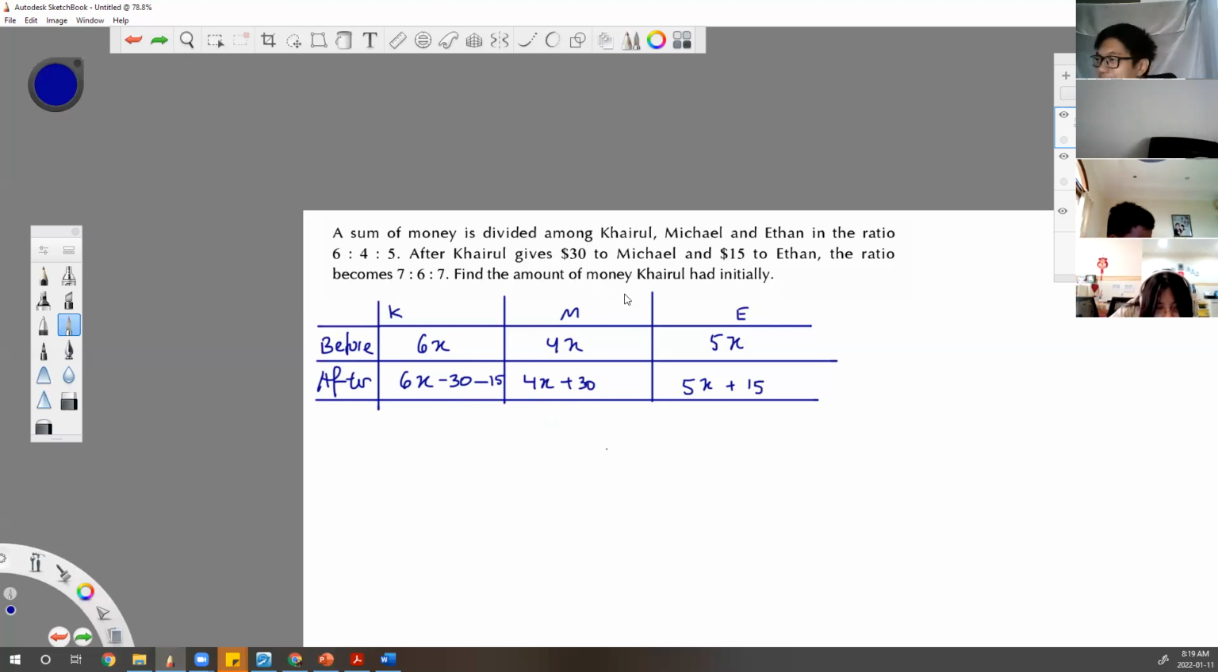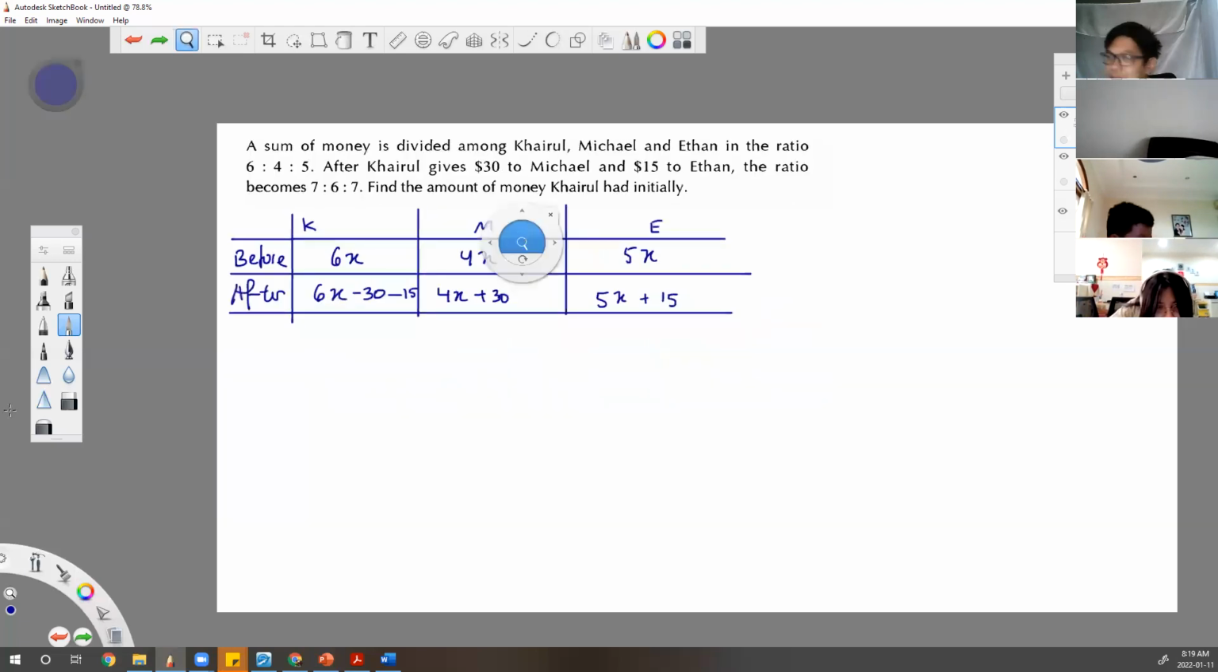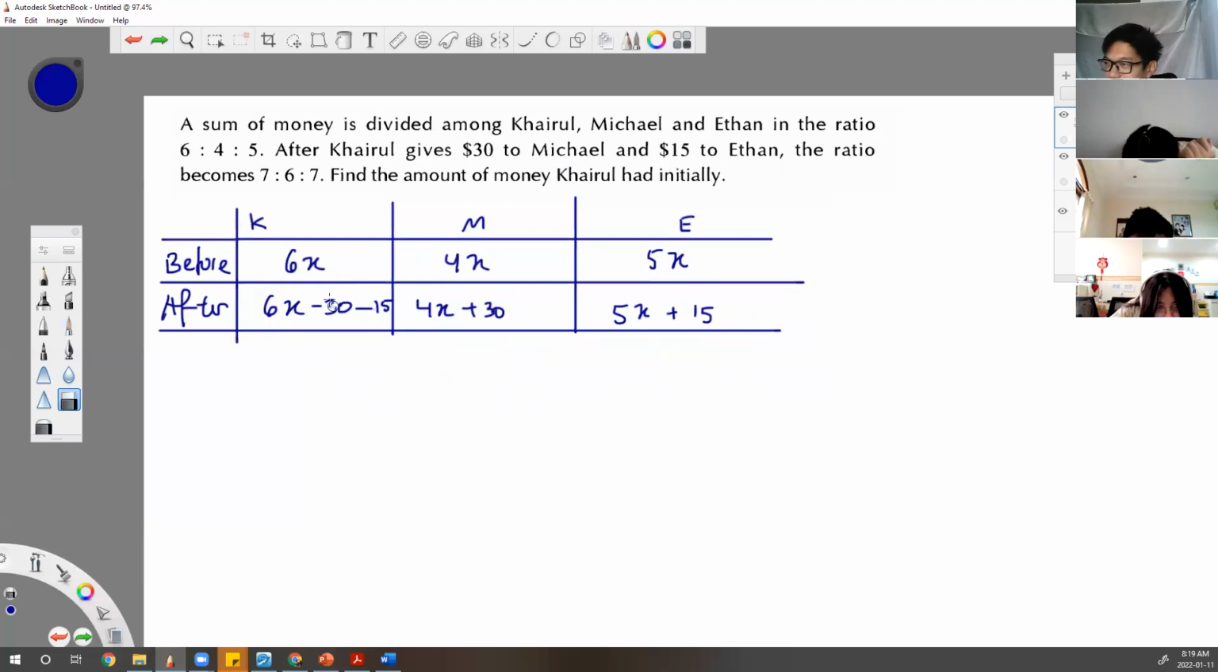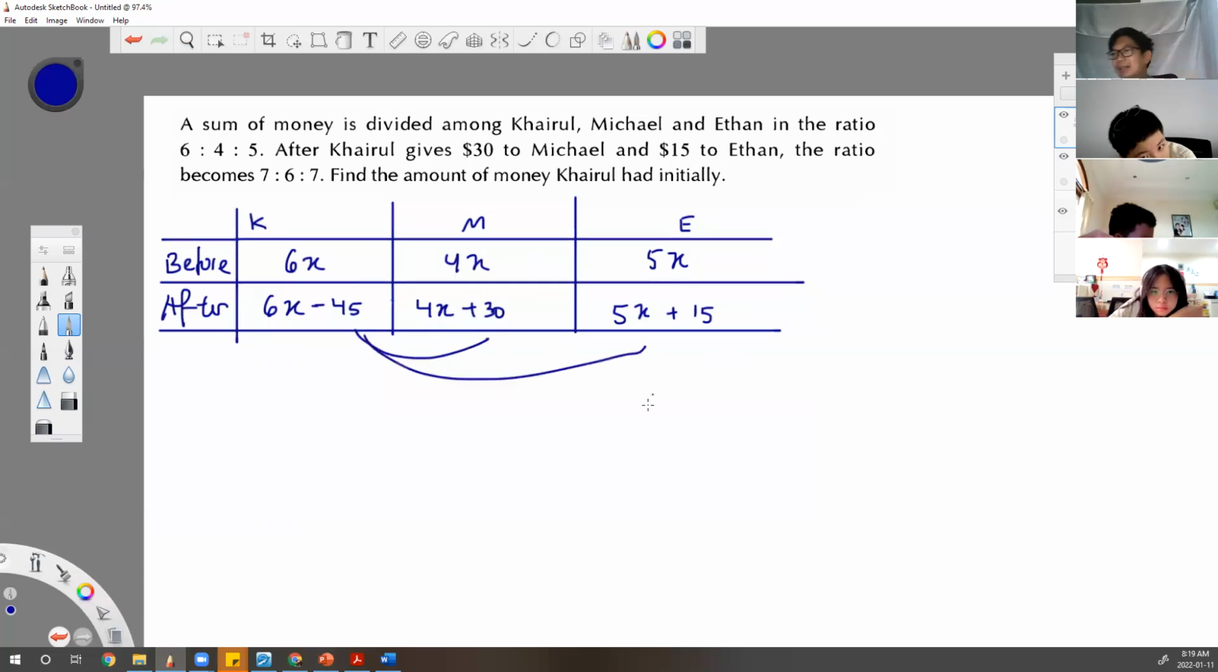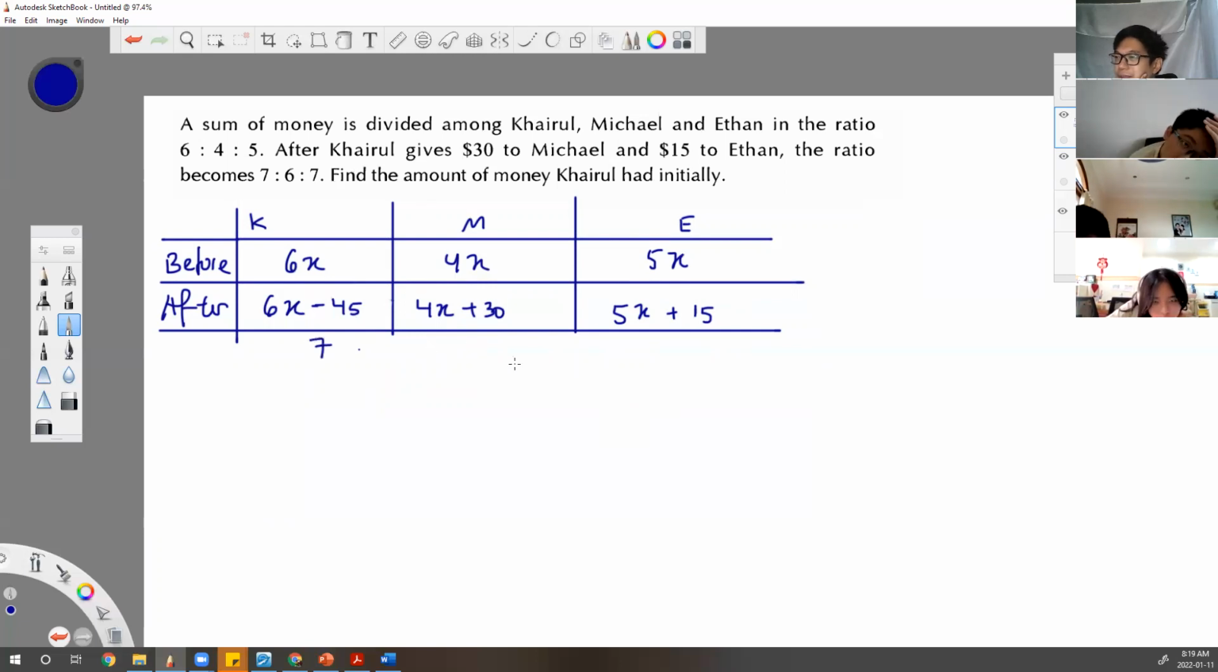Oke. Berarti ini kita bisa simplify lagi guys, si afternya ini. 30 minus 45 berarti negative 45 ya. 15 negative 45. Tuh, gitu ya. Oke, ke sini jadi this pair ke Khairul, Michael, Ethan. Oke, the ratio becomes 767. 7, 6, 7. Find the amount of money Khairul had initially.